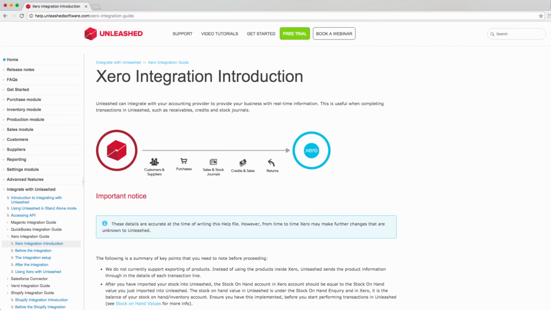For more information regarding the Xero integration, remember to check the help files on the Unleashed website.